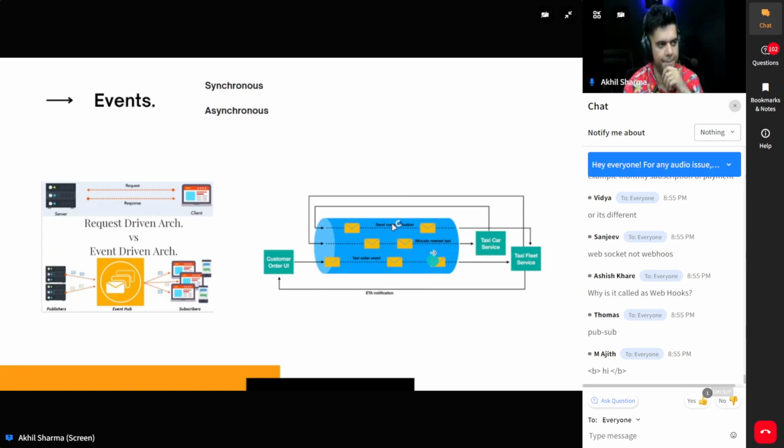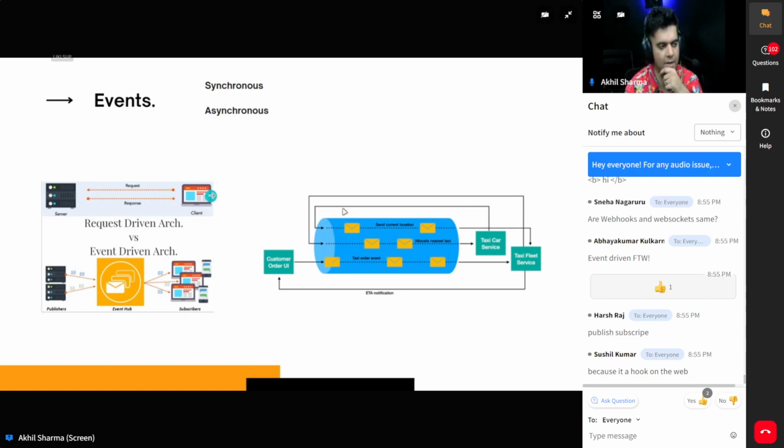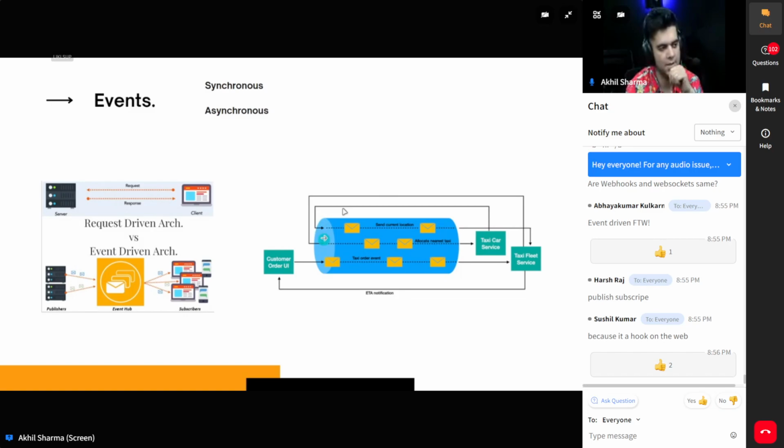Talking about events, you have the standard request-driven architecture where the client makes a request to the server and gets a response back. So here the client has to wait for a very long period of time. And so this is like synchronous communication, right? You send a request, you wait for a response. Whereas if you want to get asynchronous, you can use event-driven architecture.